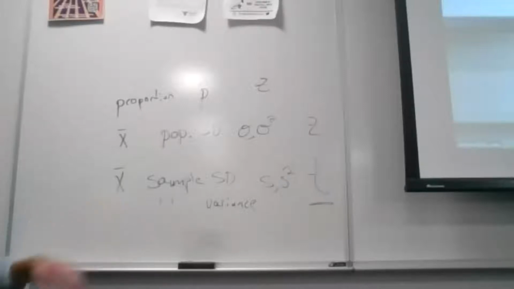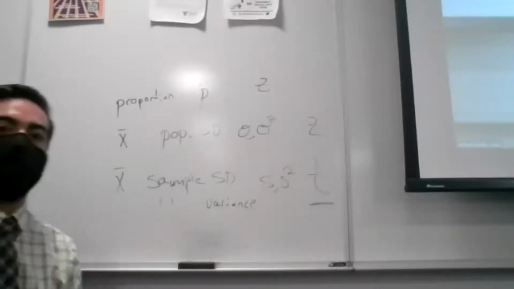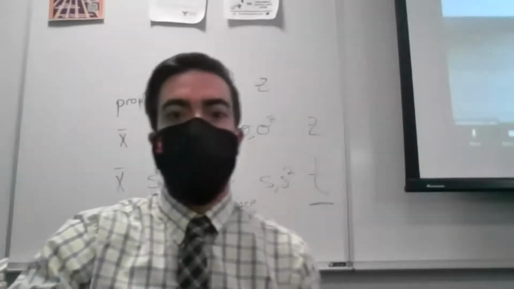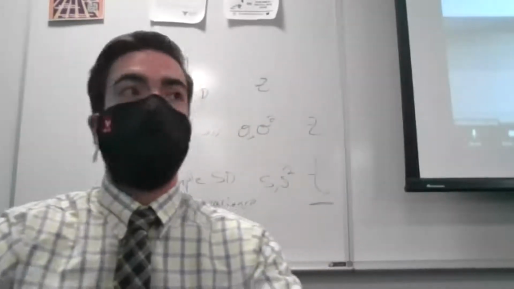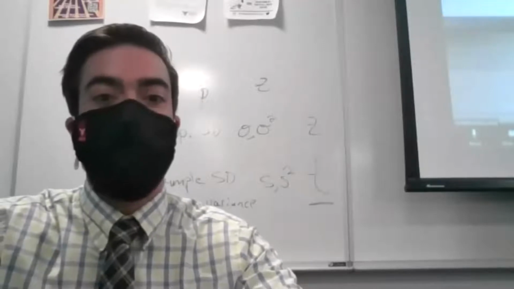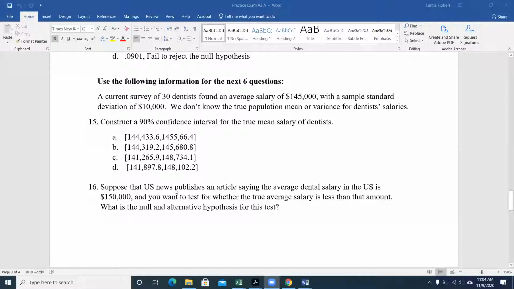Now we have a sample mean, but what we want to know with hypothesis testing or confidence intervals is where that true population mean is, or what possible values we could reject for that true population mean, which is what 16 is getting at. So suppose this news article says the average salary is 150,000, and we want to test whether the true average salary is less than that amount. Whatever you want to test for, or whatever you're trying to find, which in this case is whether the true average salary is less than 150,000, that's our alternative hypothesis.